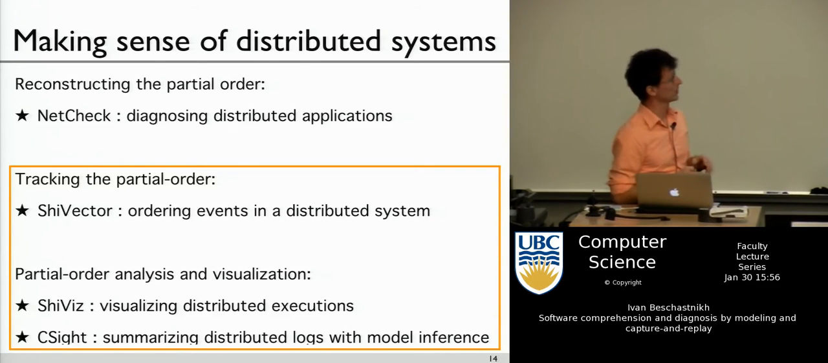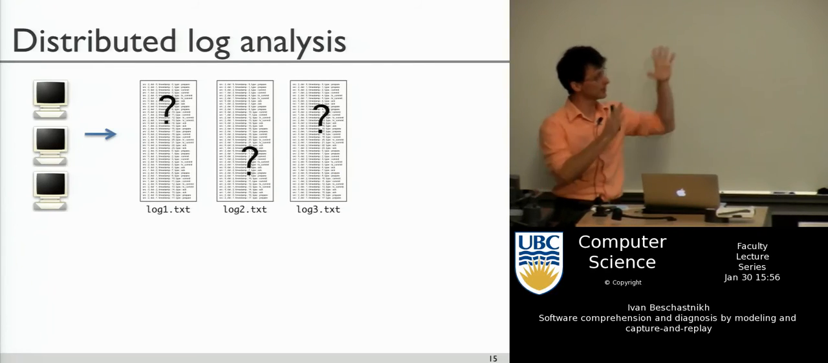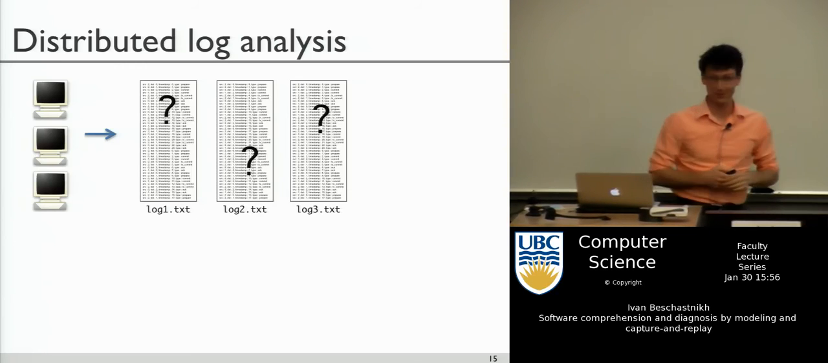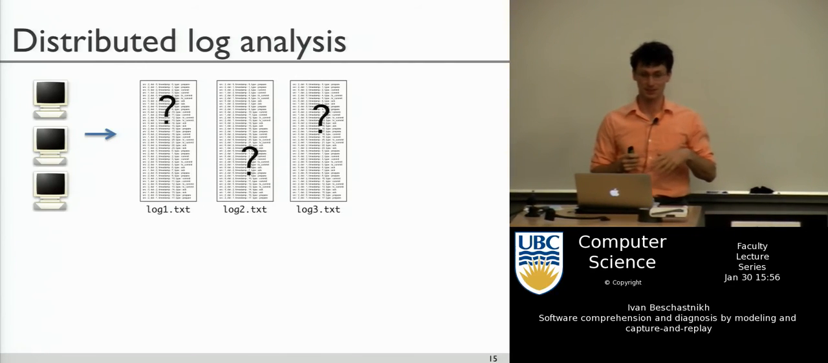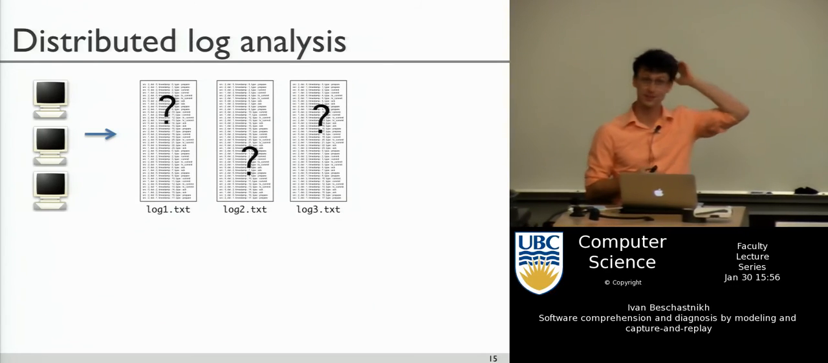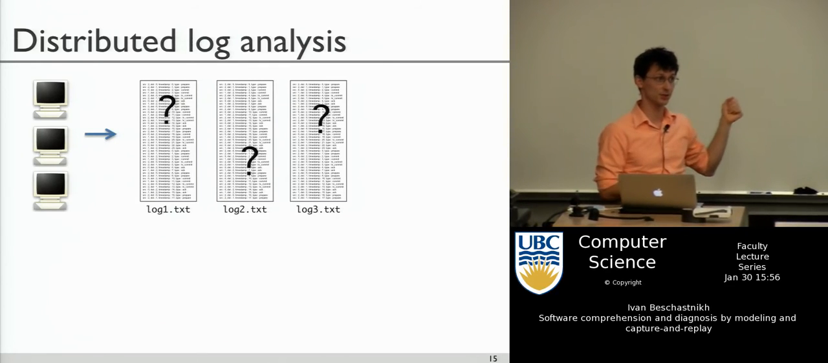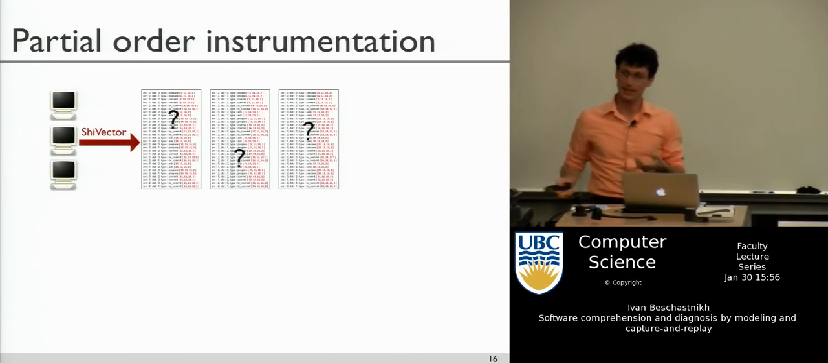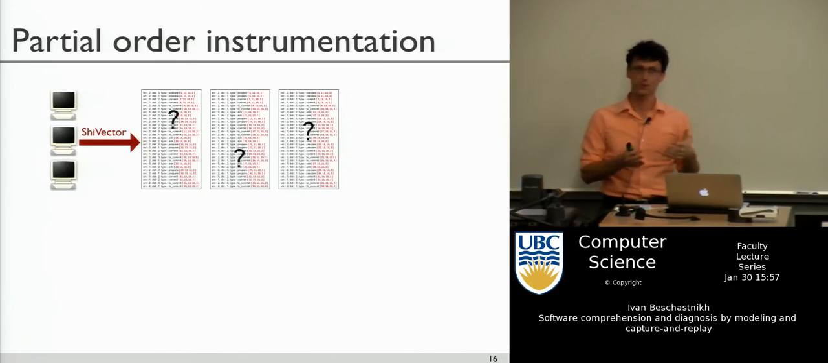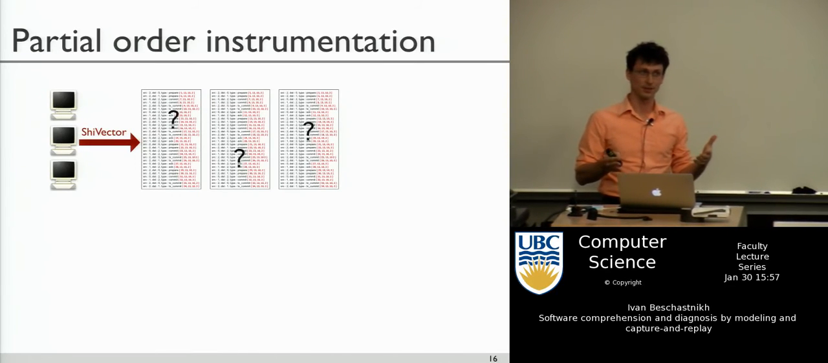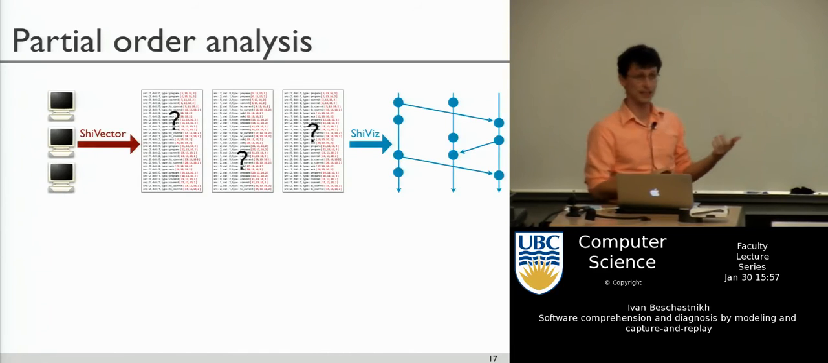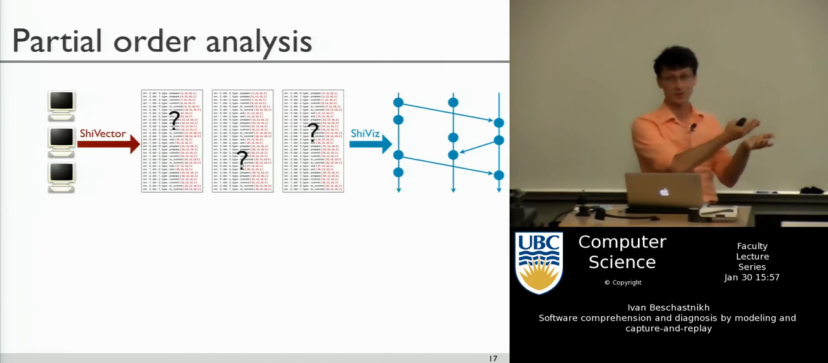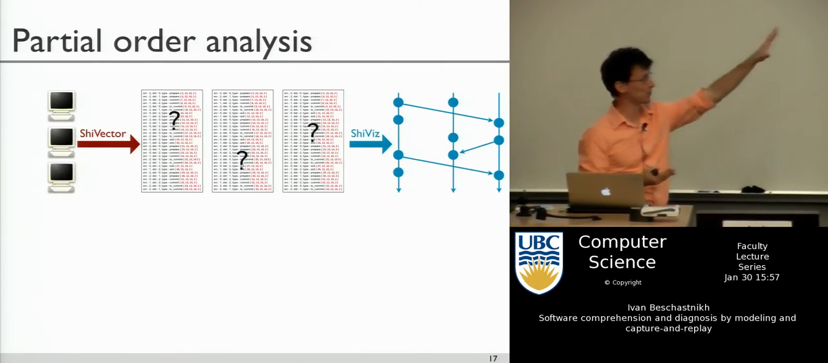Before I go into ShiVector, I'm going to describe this visually. It's better than that long list of bullet points. So, again, we're in this log analysis space where we have three machines. They generated these three logs. Logs are very difficult to analyze. So what ShiVector will do is add more information to the log. It's going to log the partial ordering of events. So from this partial ordering, we'll be able to do analysis. The simplest kind of analysis you may want to do is just visualize what went on in my system. So this is going to be ShiViz, right?